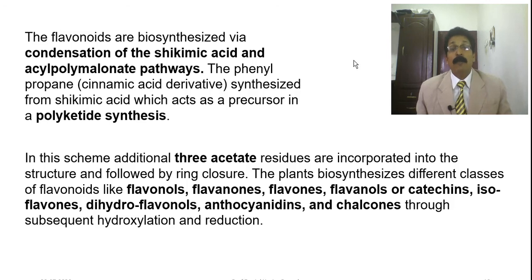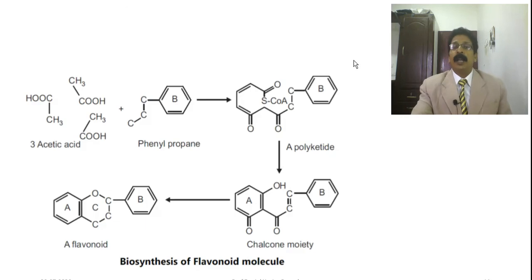isoflavones, dihydroflavonols, anthocyanidins and chalcones. Through subsequent hydroxylation and reduction, you can obtain flavonoids.